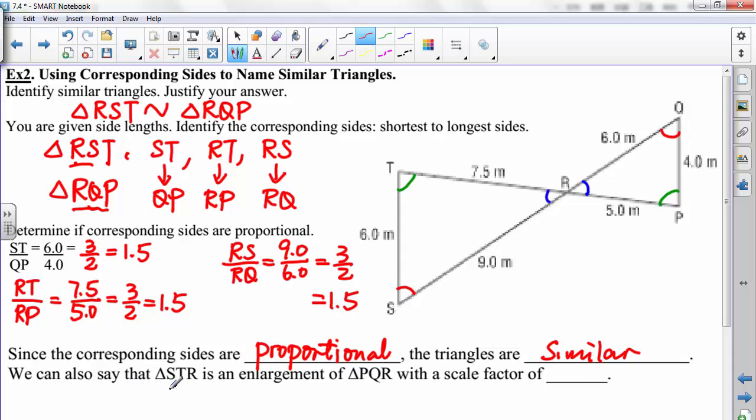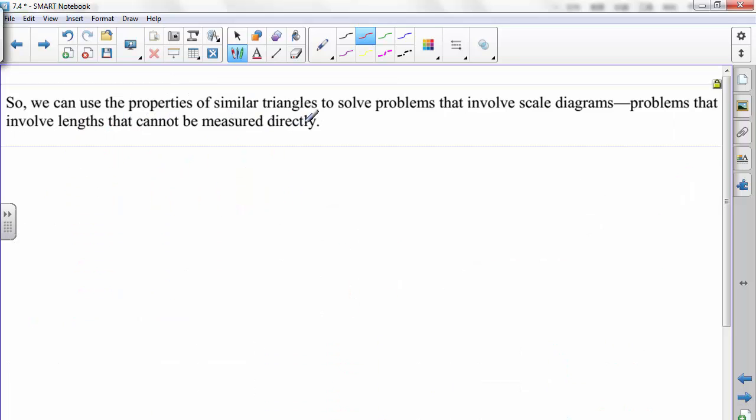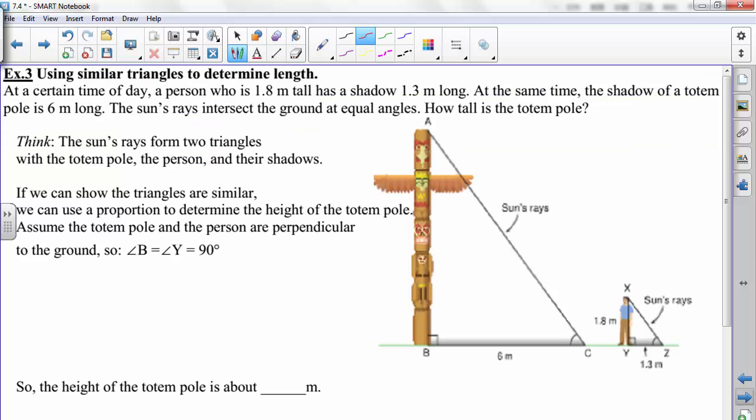We also can see that triangle STR or RST is an enlargement of triangle PQR or RQP with a scale factor of 1.5. Because we take the small triangle as the original one, and we take the large triangle as the scale diagram, we use the scale diagram divided by the original one to get the scale factor. We can use the properties of similar triangles to solve problems that involve scale diagrams, problems that involve lengths that cannot be measured directly. Let's look at example 3.